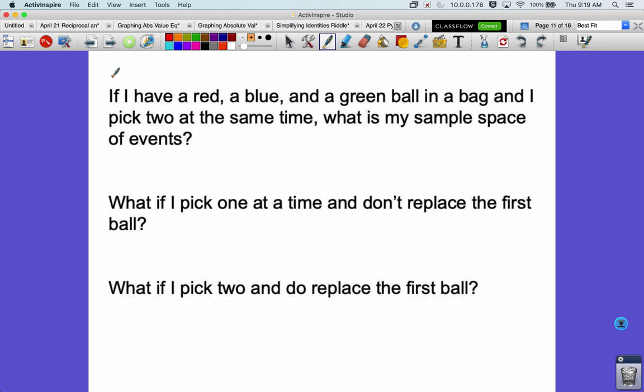All right, so if I've got a red, a blue, and a green ball in a bag, and I'm picking two at the same time, what is my sample space of events? So you're picking them at the same time. So you can't get blue, blue, because there's only one blue in there. You can get red, blue. You can get red, green. And you can get blue, green.